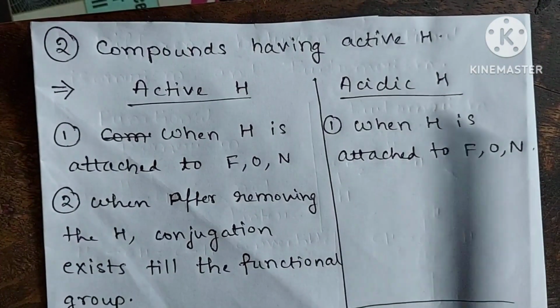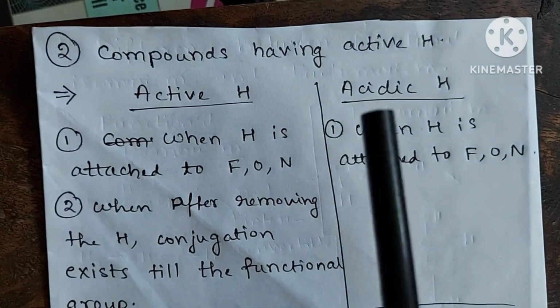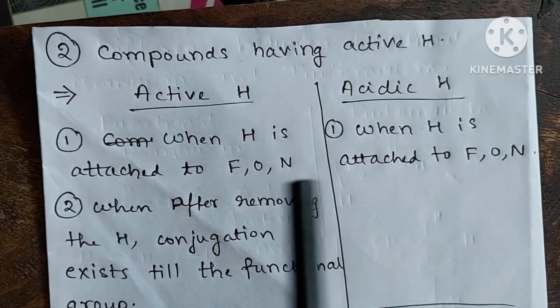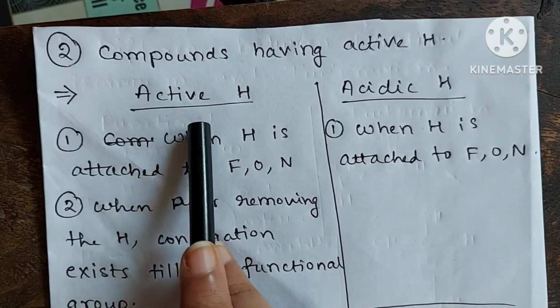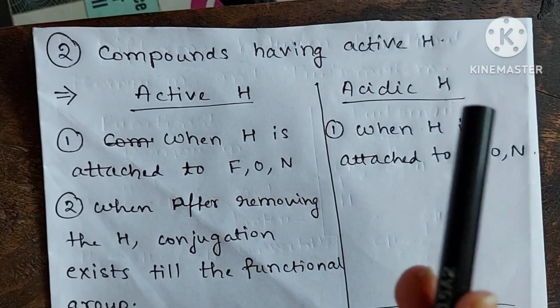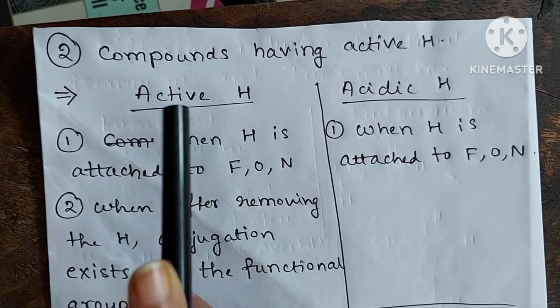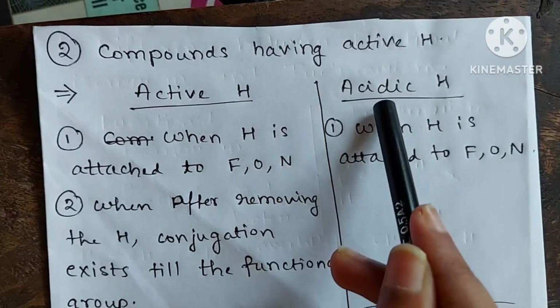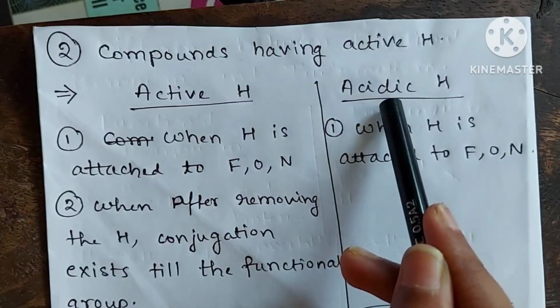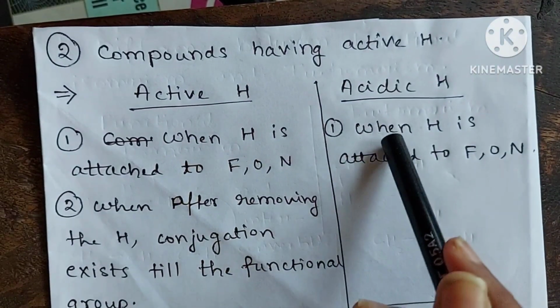Now the second method: compounds having active hydrogen. Here we need to learn another thing, that is the difference between active hydrogen and acidic hydrogen, just to recognize the active hydrogen. In tautomerism, we require only this active hydrogen. We do not require the acidic hydrogen, but to recognize it, we need to know the difference between these two.